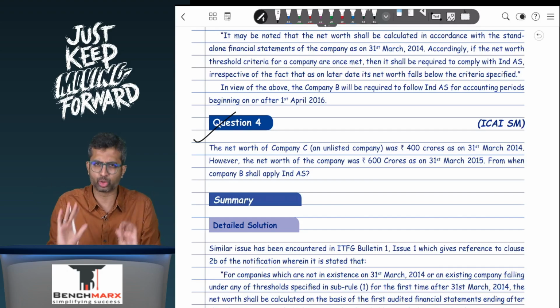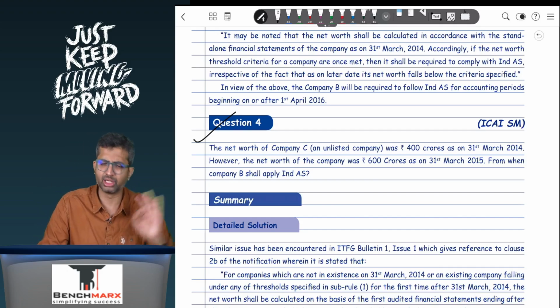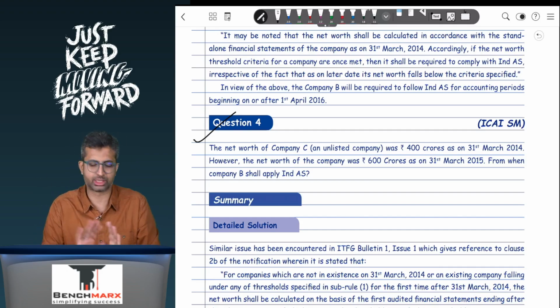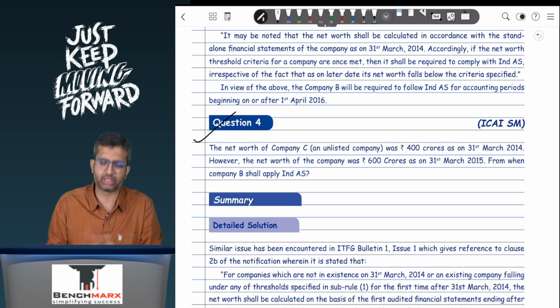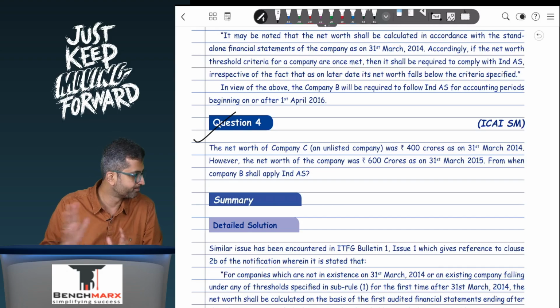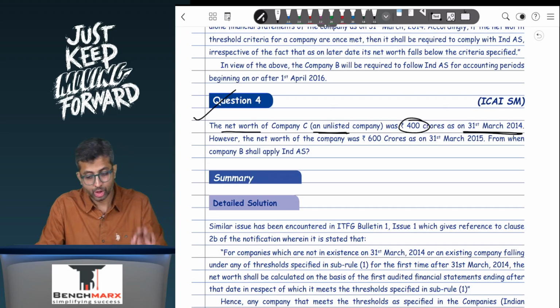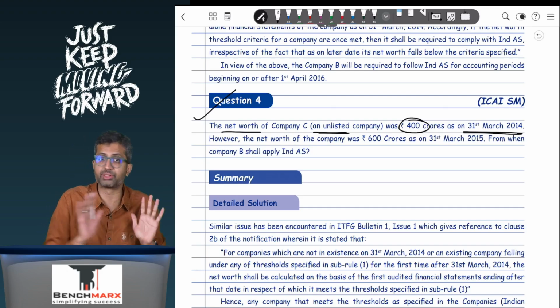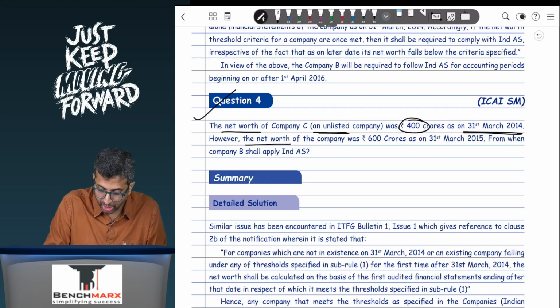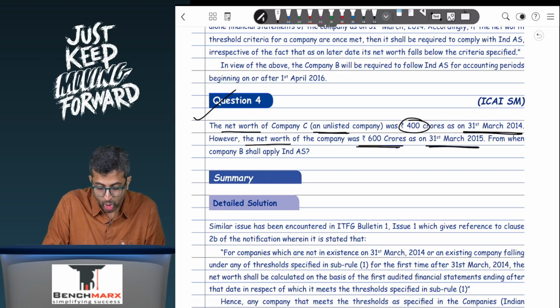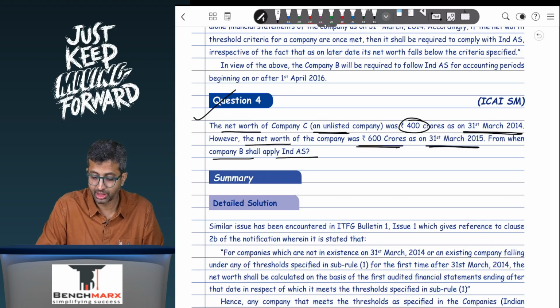As of now, I am just going to applicability. Largely, I expect a theory question or an MCQ question on this. I don't really expect a descriptive numerical question per se. Okay, go to question number 4. The net worth of company C, which is an unlisted company, was 400 crores on 31st March 14. So now Ind AS cannot be applicable from the year 1617 because of the 31st March 14 net worth. However, the net worth of the company was 600 crores as on 31st March 15. When shall the company apply Ind AS?